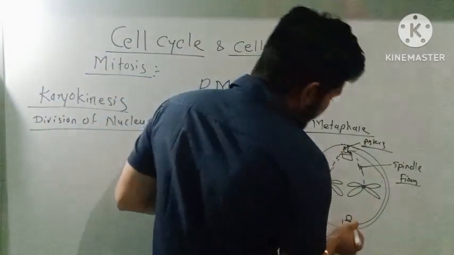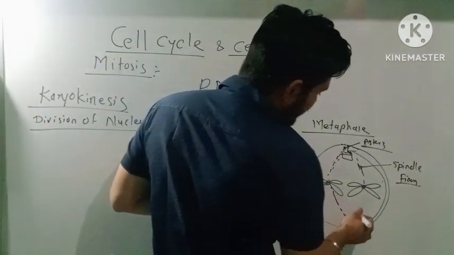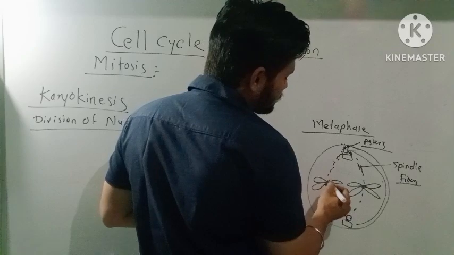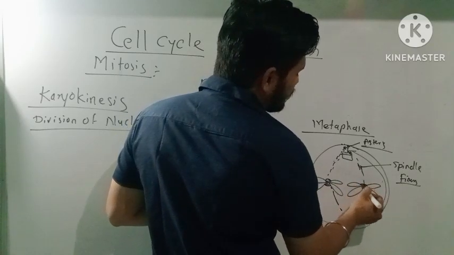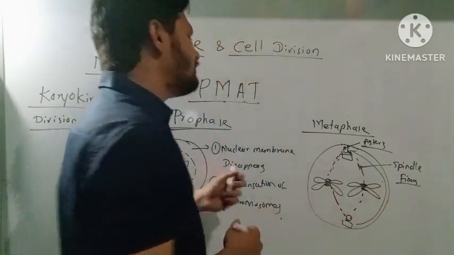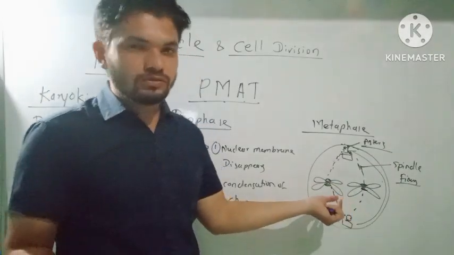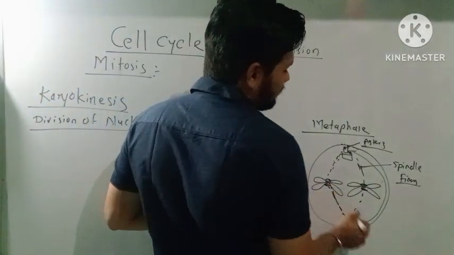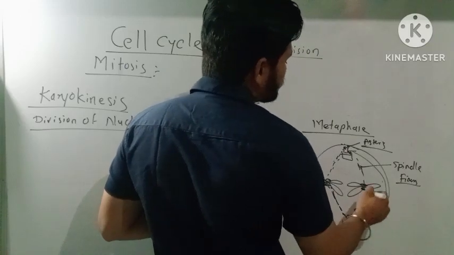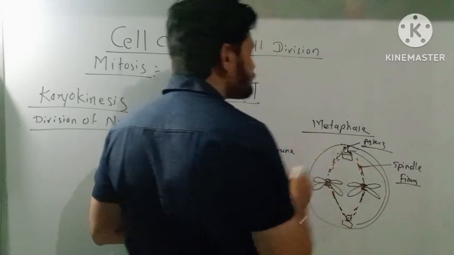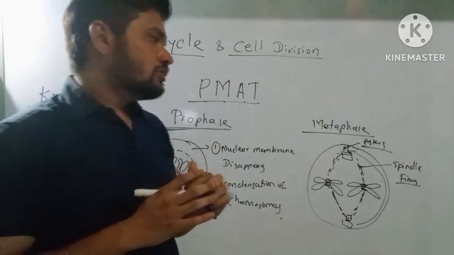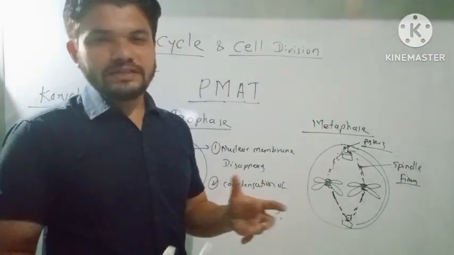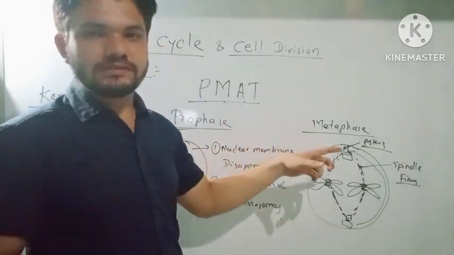These spindle fibers will be formed and attached to the kinetochore, which is a disc-like structure present on the centromere of the chromosome. These spindle fibers will be attached to the kinetochore. So these are the events that take place in the metaphase.